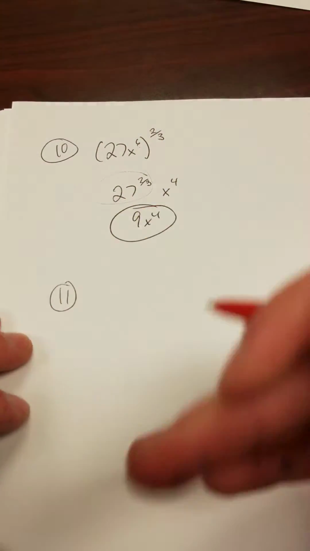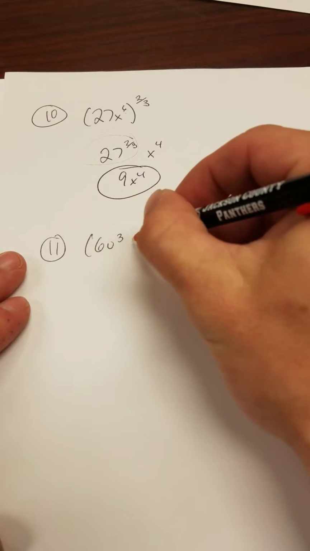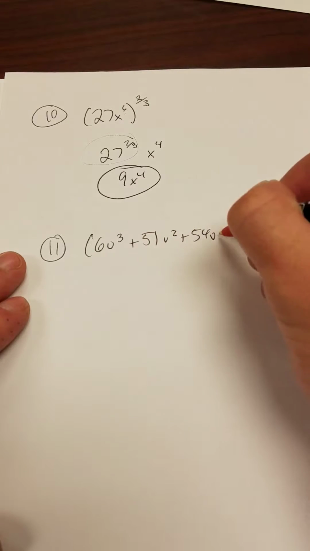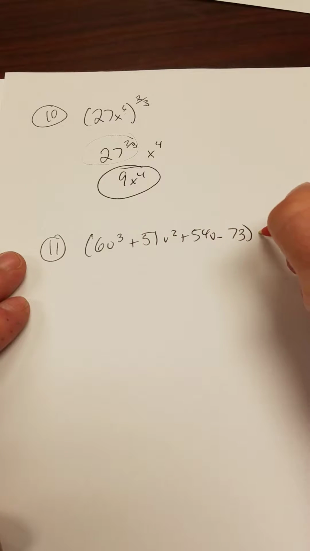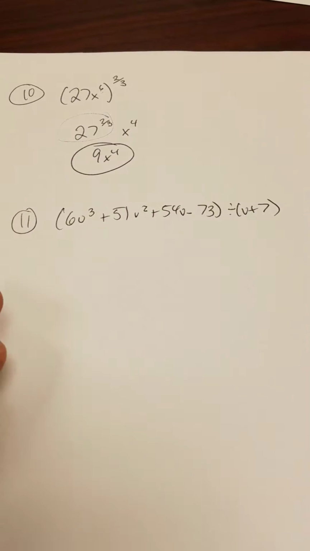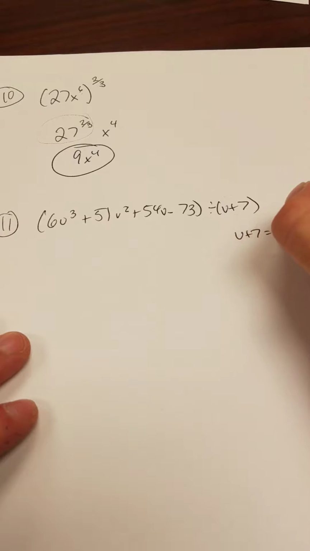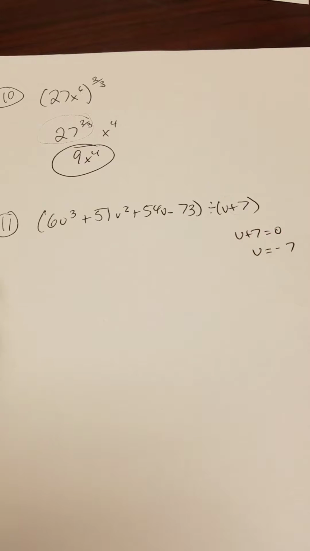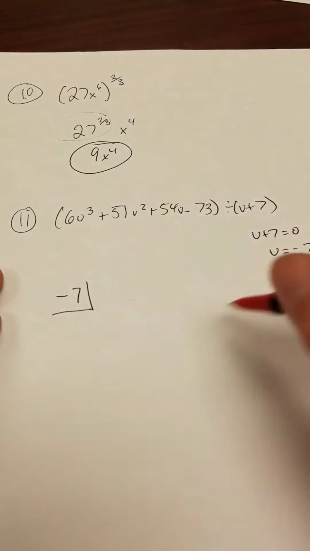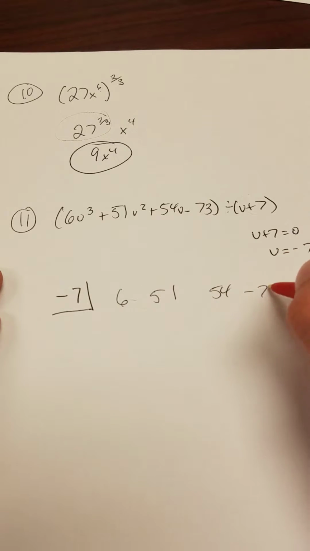Number 11 tells us to divide this stuff. So what we're going to do is we're going to do synthetic division because we can. This is two terms. Take it, set it equal to 0. v equals negative 7. Take negative 7, put it in the box. The other numbers come from the coefficients. 6, 51, 54, negative 73.